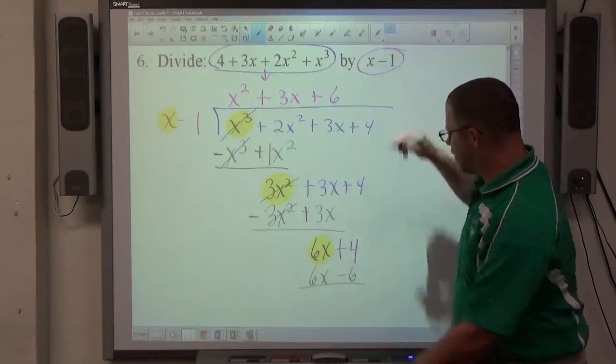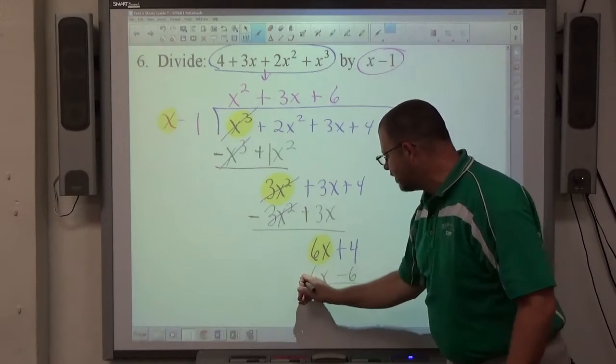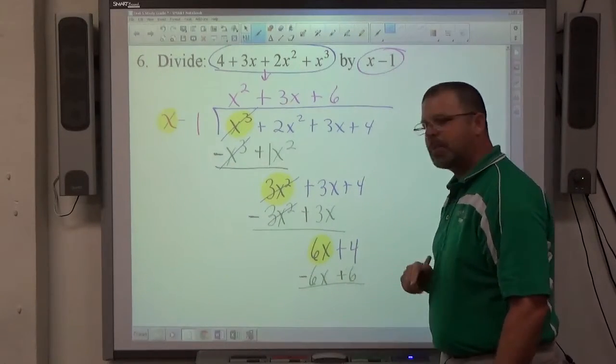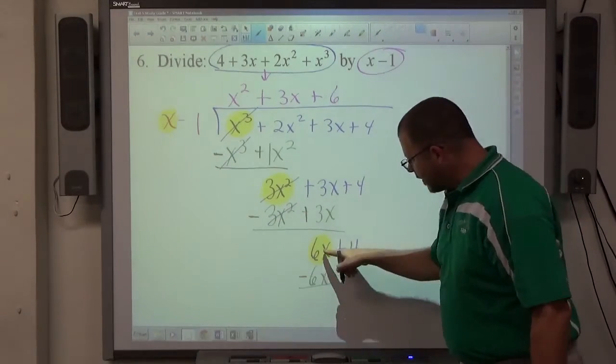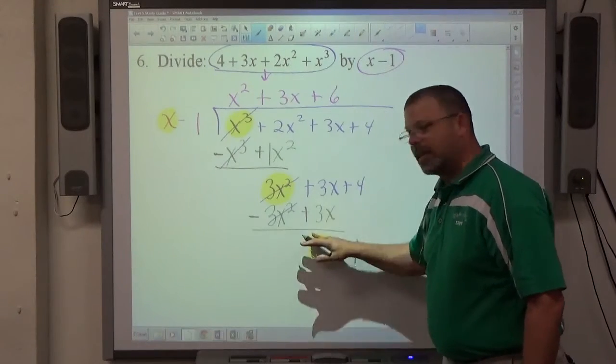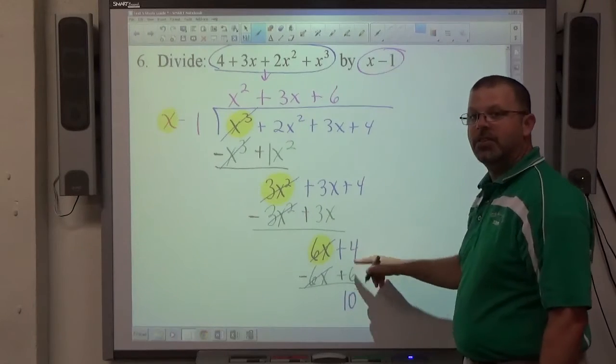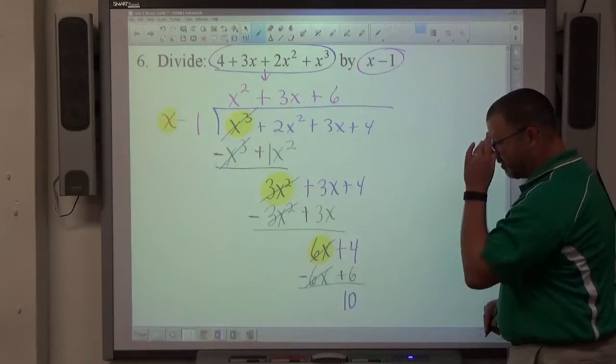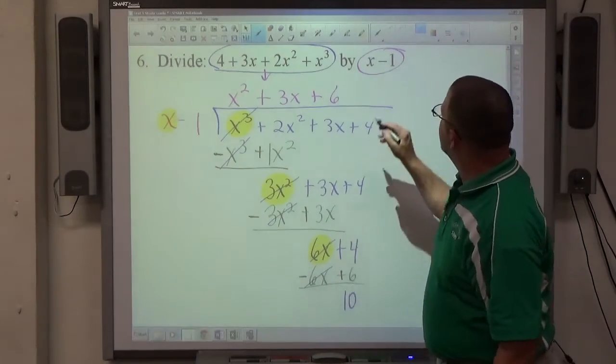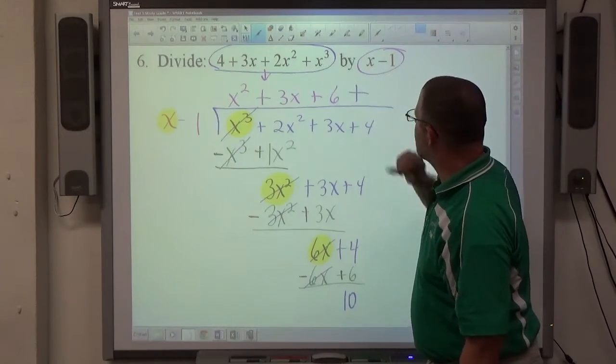We're going to subtract this binomial product by changing both signs. 6x becomes negative, 6 becomes positive. 6x minus 6x cancels, getting rid of the highest power term. 4 plus 6 equals positive 10. Addition because the signs are the same. Positive because 6 is bigger than 4. The remainder is positive 10, so I'm going to put a plus sign for my remainder.